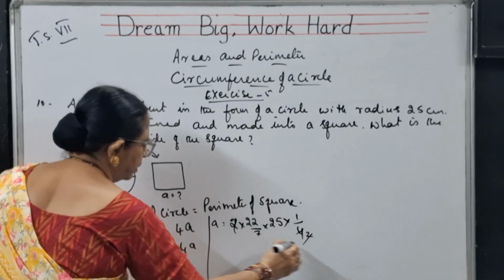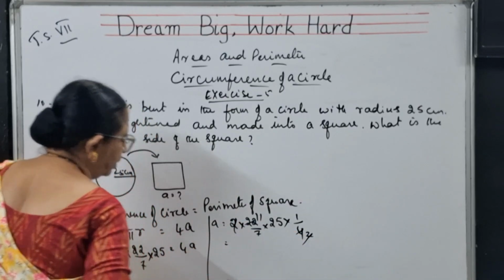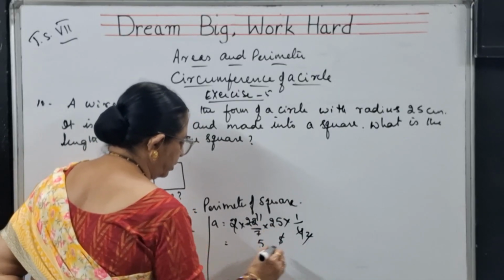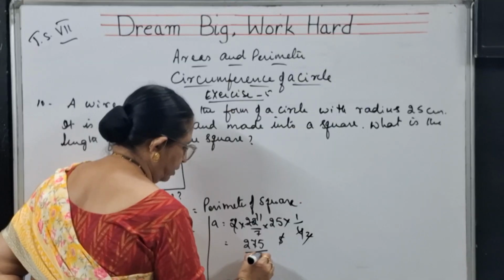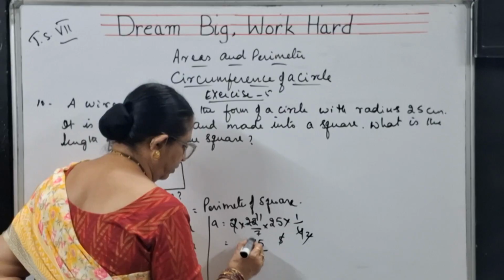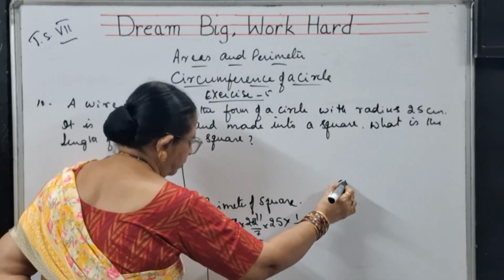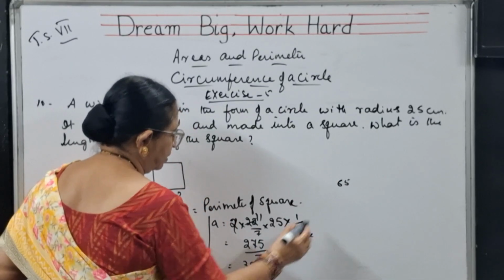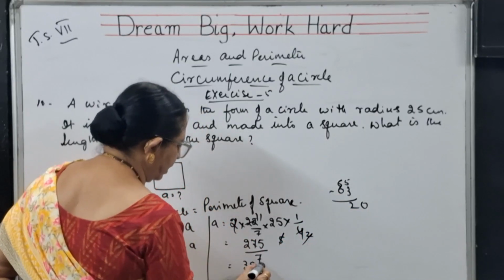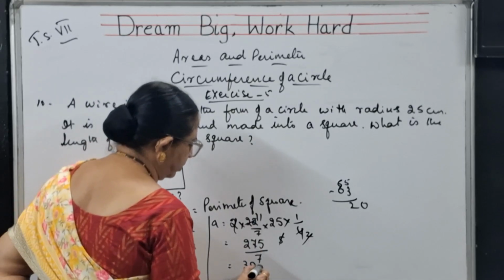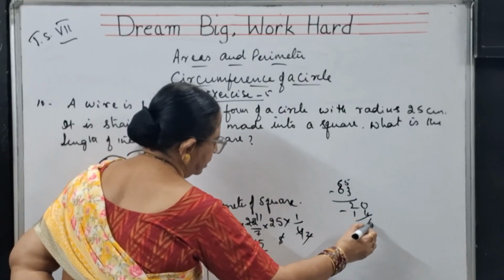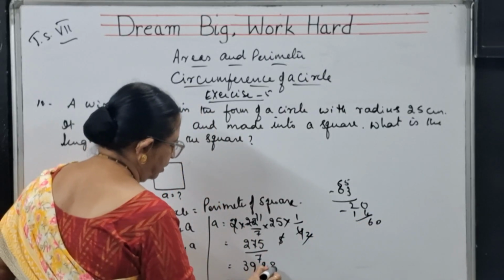2 ones are 2, 2 twos are 4, 2 elevens are 22. So 11 into 25. 11 fives are 55, 11 twos are 22, 5, 275 by 7. 7 threes are 21, 65 you will be getting. 7 nines are 63. So when you subtract, you are getting 2. Put the 0, 7 nines are 63, and 20 means 7 twos are 14. If you subtract 14, you are getting 6. 60, 7 eights are 56.